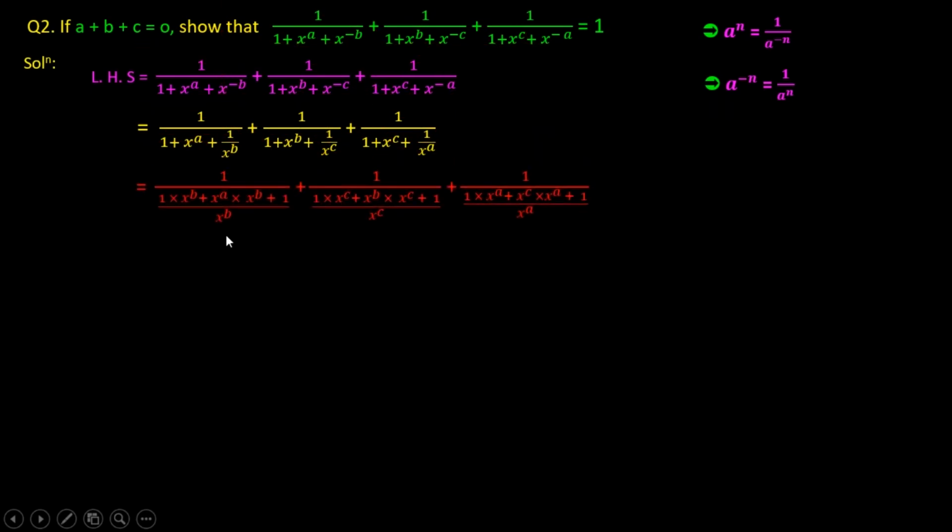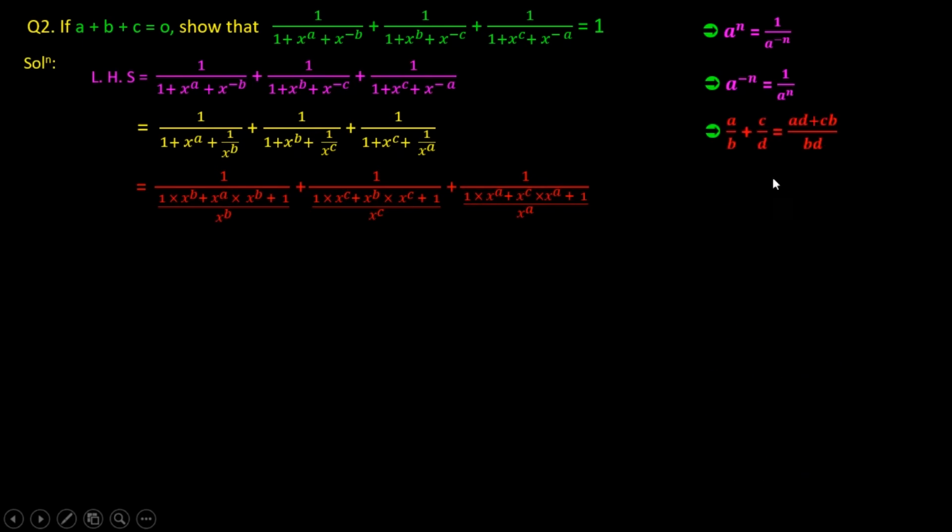So now we have to take the LCM of the denominators only, not the whole part. The LCM here is: this 1 has denominator 1, this x to the power a also has denominator 1, and this 1 has denominator x to the power b. So we have to take x to the power b as the denominator.